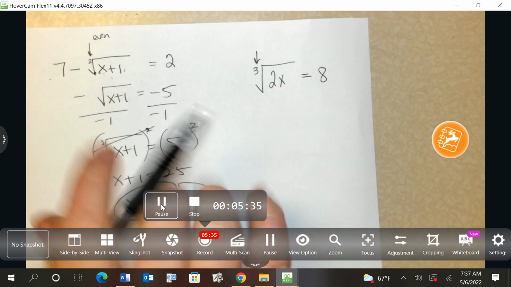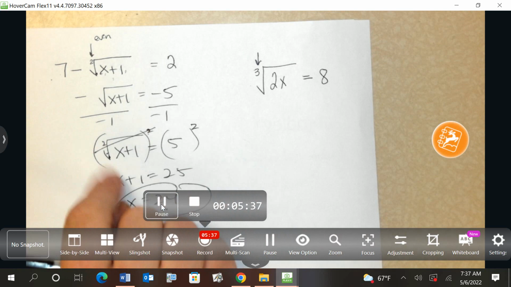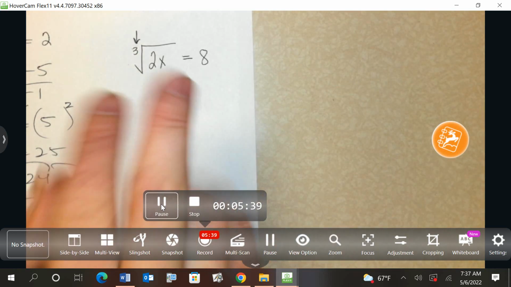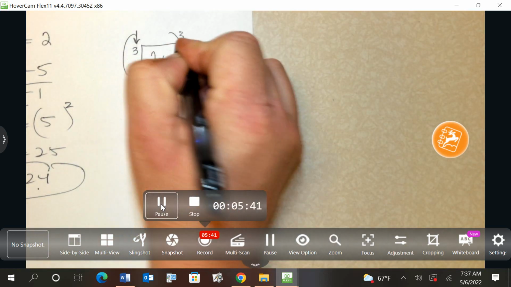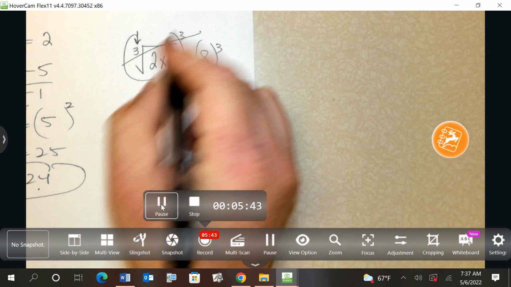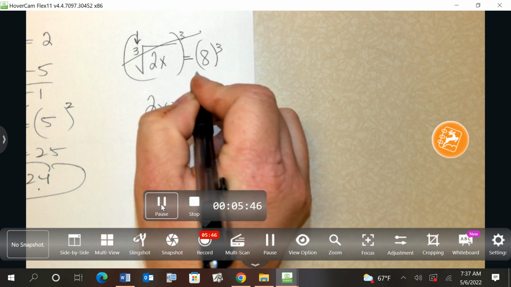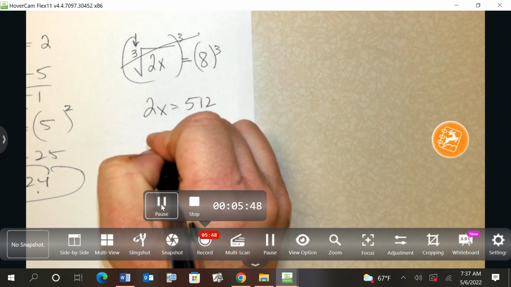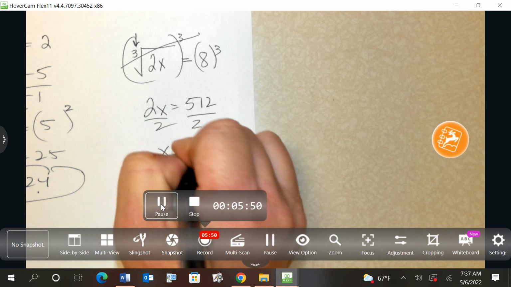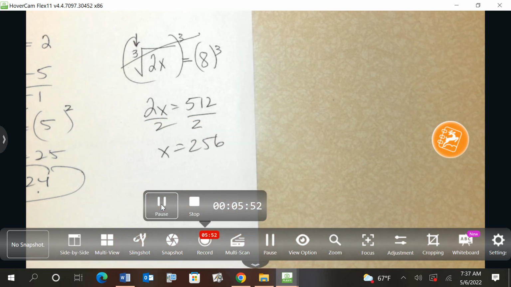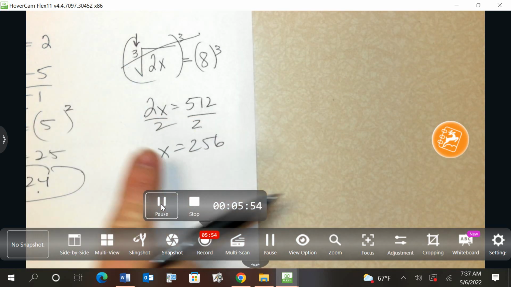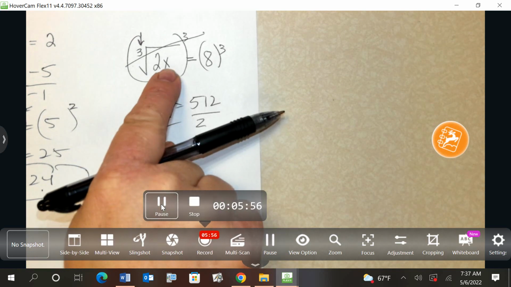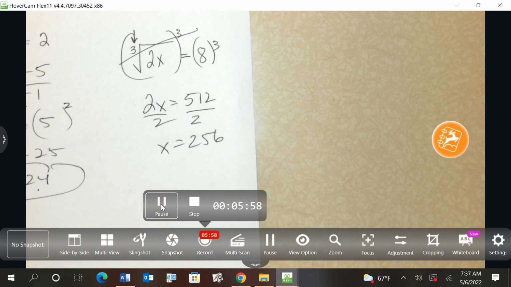So just like over here, when the nth root was 2, I raise it to the second power. When the nth root is 3, I raise it to the third power. 2x equals, well, 8 times 8 times 8 is 512. If I divide by 2, I get an answer of 256. If you're unsure about that or you forget this rule, you can plug 2 times 256 back in.